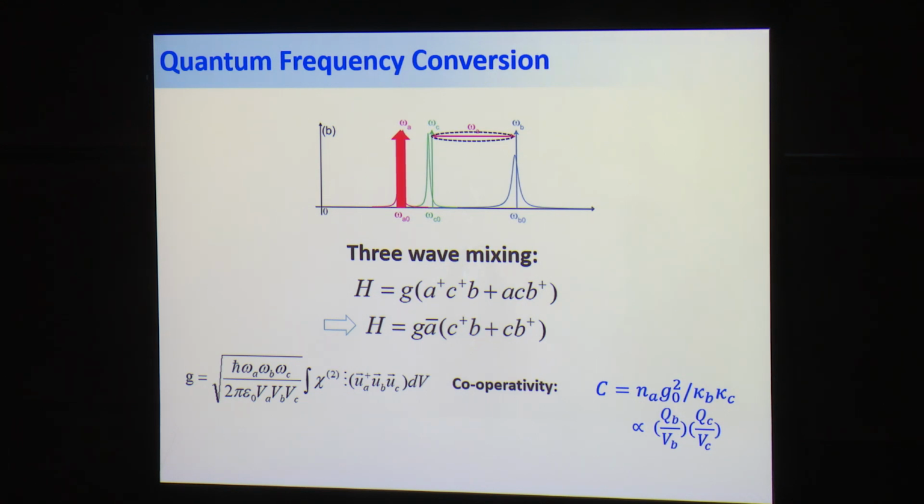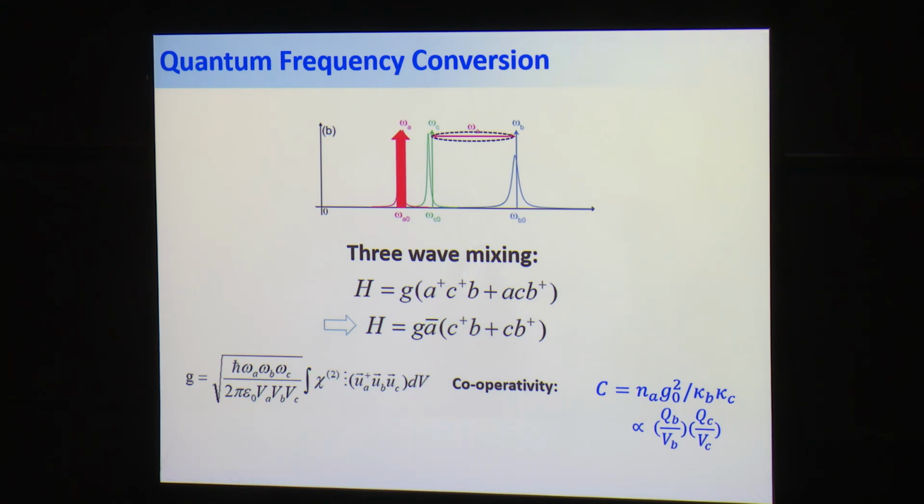So if your system is lossless, you get conversion of excitation from C mode to B mode and backward. Of course, this g is a very important parameter, which is directly proportional to the mode overlap of the three modes in the Chi2 nonlinearity. So the larger the Chi2 nonlinearity, the larger the single photon coupling rate. And the square root of the photon number in your pump mode also enhances your conversion efficiency.